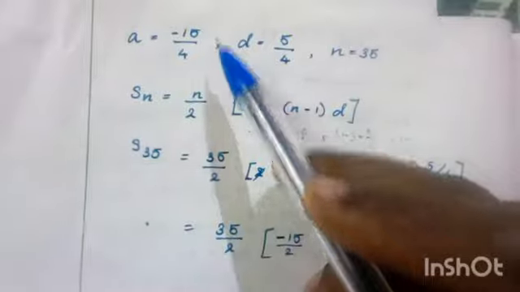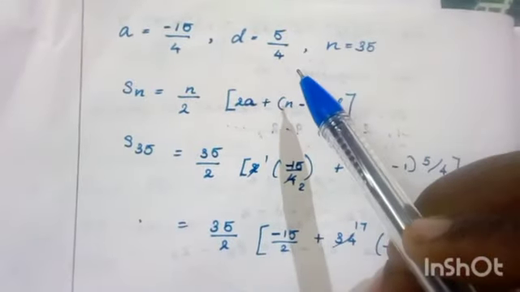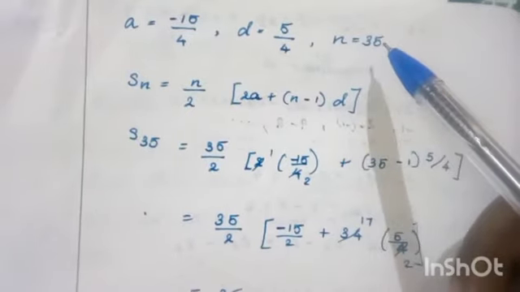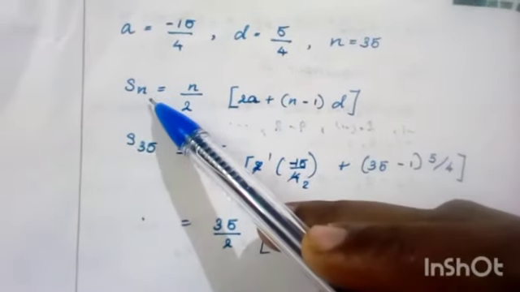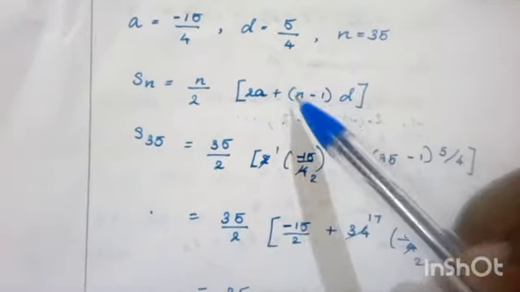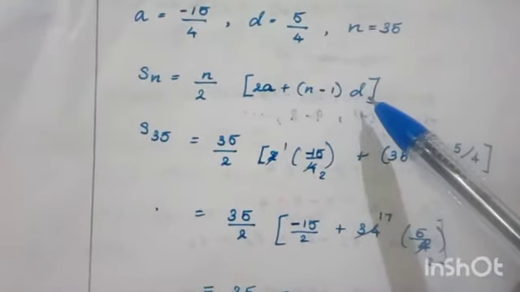We found a equal to minus 15 by 4, d equal to 5 by 4. For this we want to find 35 terms, so n equal to 35. For a series, the sum of the series to n terms, Sn, equal to n by 2 into 2a plus n minus 1 into d.